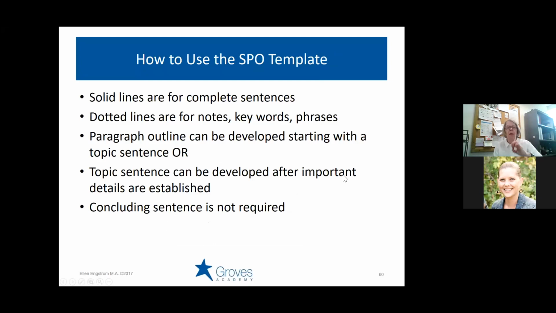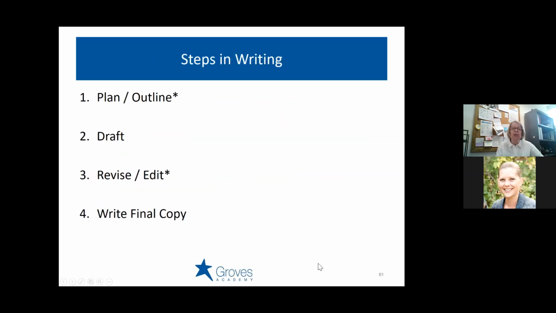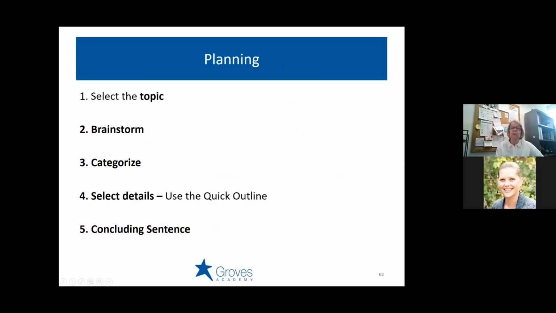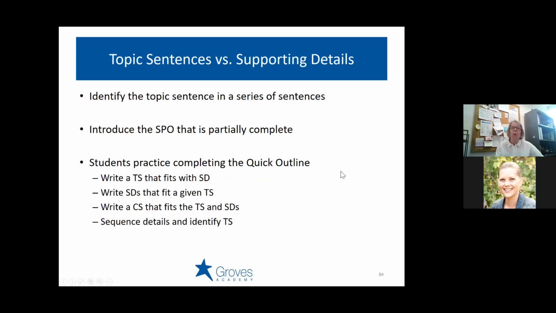So what I like to do when planning is start thinking about a topic and think about the audience. Who are you writing this for? What is the purpose of your writing? Those are questions that need to be answered for planning purposes. And then you want to identify what's your focus, what's your topic sentence.